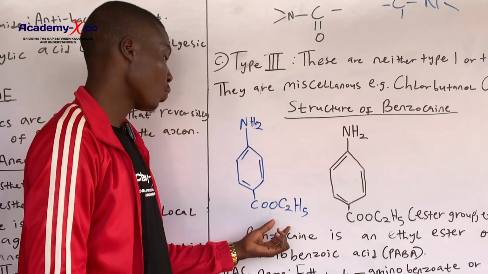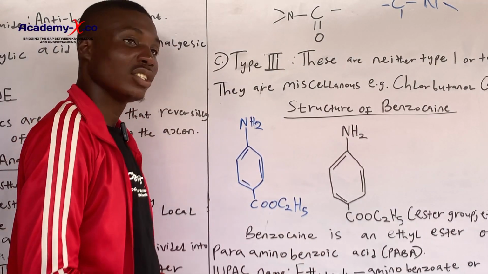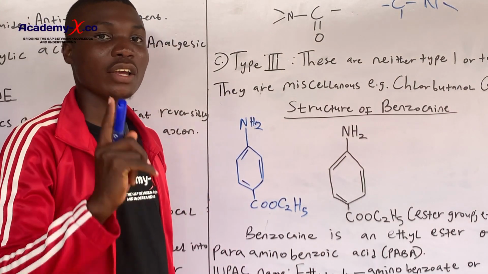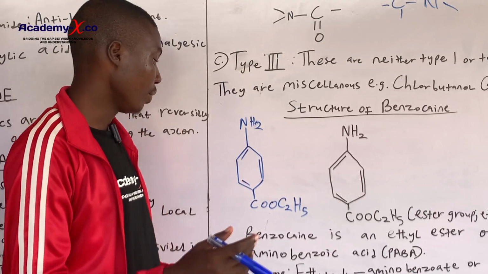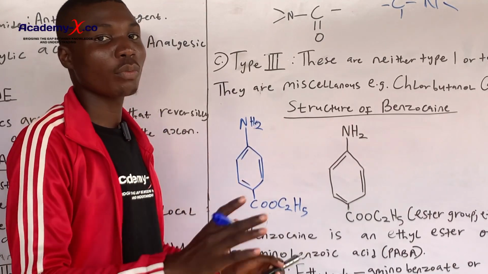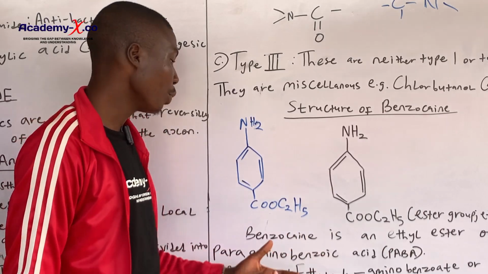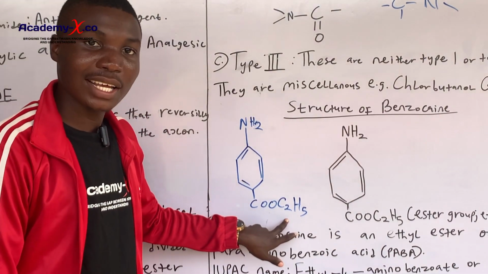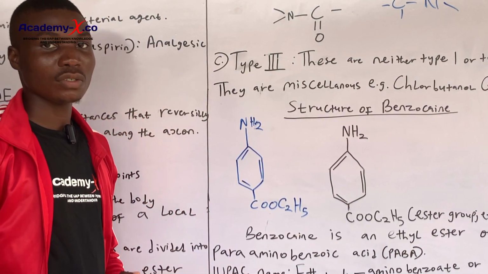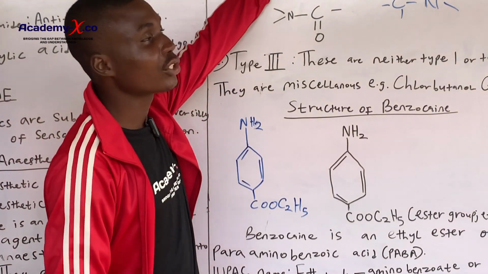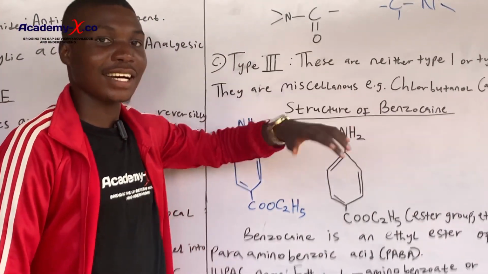It has 2 carbon and then 5 hydrogen, showing that it is connected by one bond. There's no double bond, there's no triple bond, so it's fully saturated. So this is an ethyl group, so we call it an ethyl ester. I hope that makes sense to you. So this is like the functional group, so we can say alkyl ester or just call it ester.